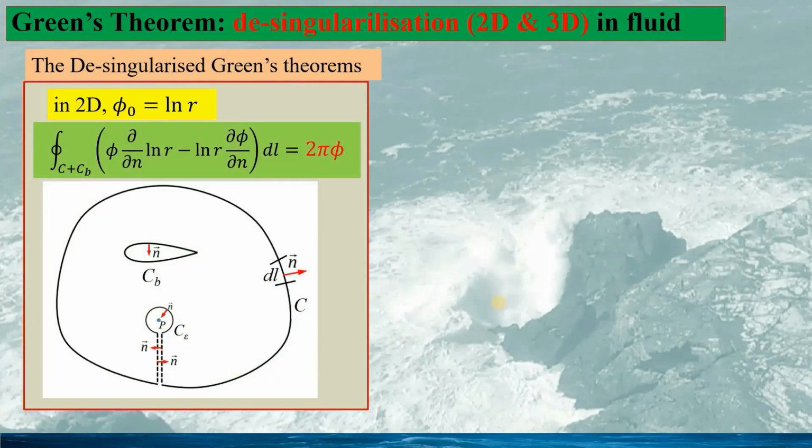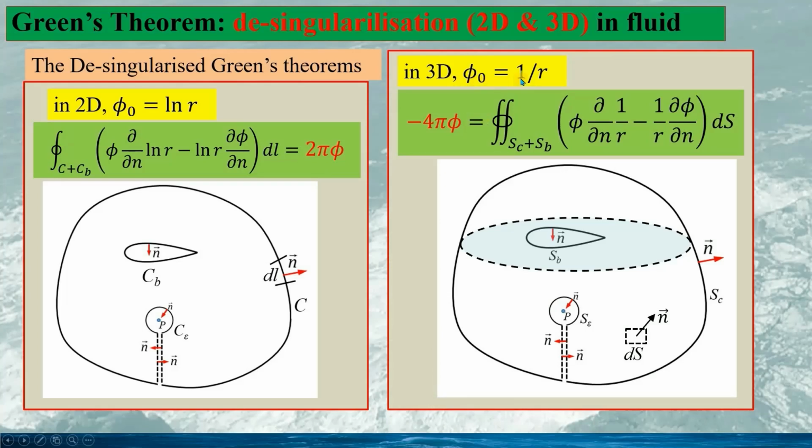As I have shown in my previous talk, the desingularization of the Green's theorem into D, the source function would be given as phi0 equaling to ln R, and the general boundary integral equation for 2D would be given as this. Here, the integration is on the boundary C plus CB, and in 3D, phi0 equaling to 1 over R, and the desingularization in the fluid would give the equation as this. And here, both the potential functions are in fluid.